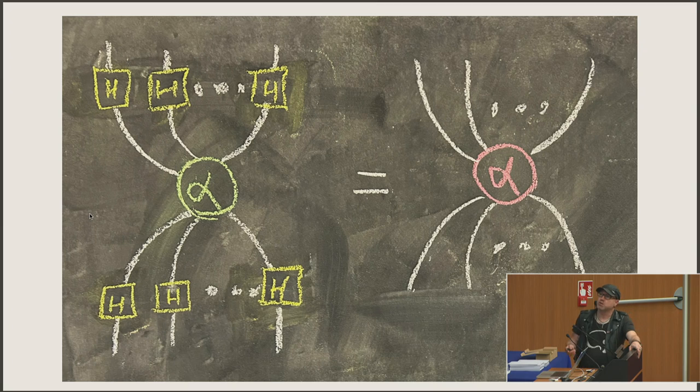And then you can show that the Hadamard gate becomes a color changer. If I take a green spider and I sandwich it between Hadamard gates, it becomes a red one. And that's a very useful thing to have around for calculations. So that's some extra notation we usually introduce, especially if you do quantum circuits and stuff like that. So the Hadamard gate is a color changer.